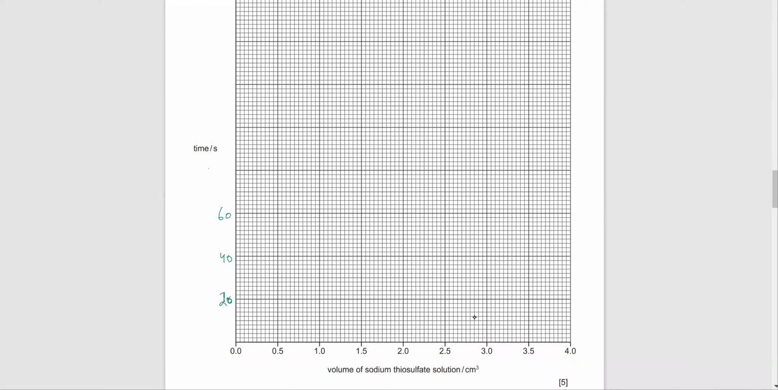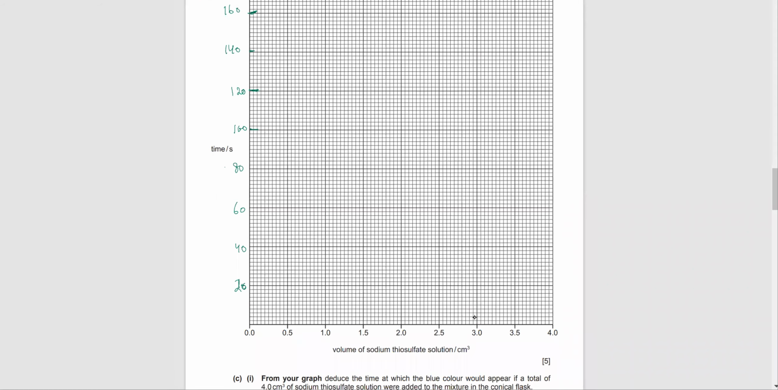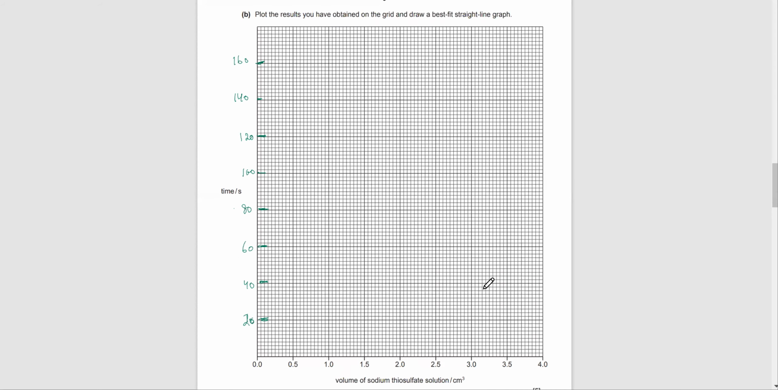This is going to be 80. Then you have 100. Then 120, then you have 140. And then you have 160. Mahad, is this clear? Yes, sir. After this, remember your range has to be chosen carefully, so that your graph must at least cover 60% of the graph paper.